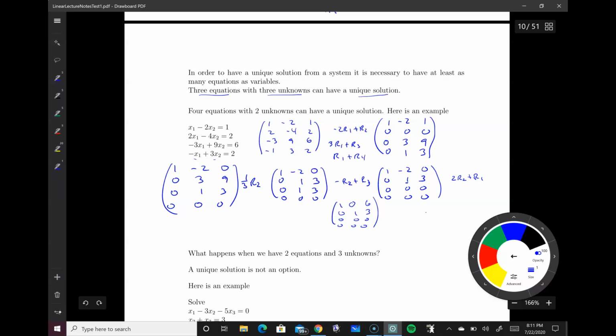So let's decode what this means. This first row means x1 is equal to 6. The second row means x2 is equal to 3. There's only 2 unknowns, so these 2 rows of zeros just meant there was extra material. So rows of zeros do not necessarily mean infinitely many solutions.